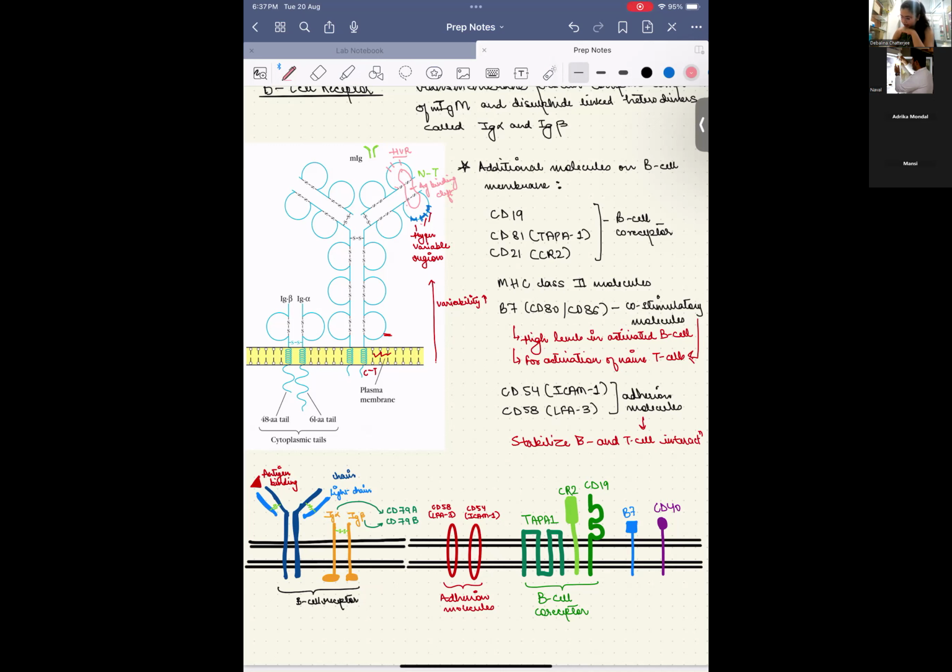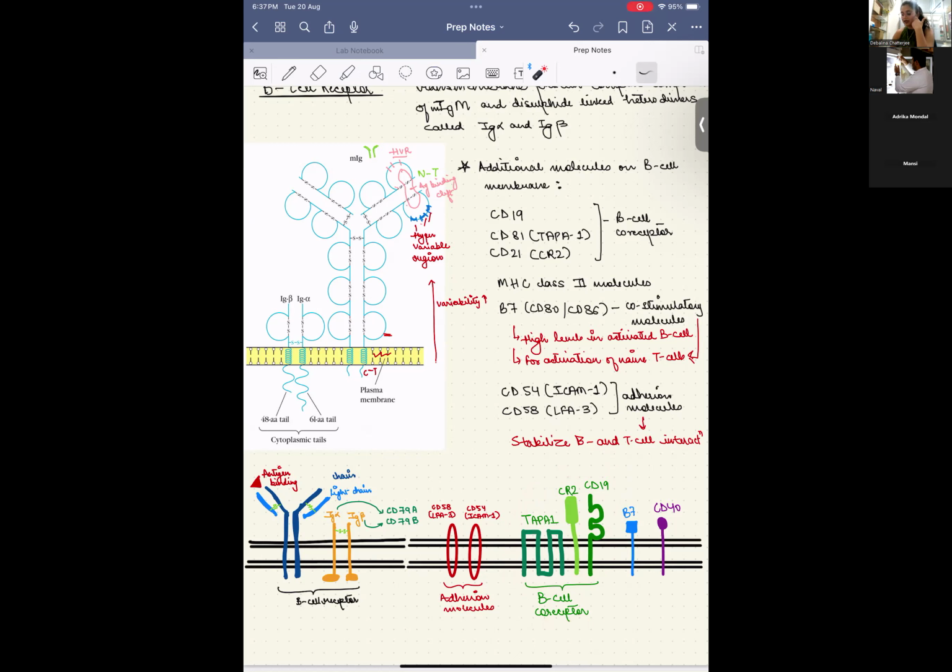It basically gets to hover over this antigen molecule, and we have this antigen here. This facilitates the antigen's very close association to the antigen binding cleft. So this, along with CD81, which is also called TAPA1, and CD21, also called CR2, these molecules together constitute the B cell co-receptor.